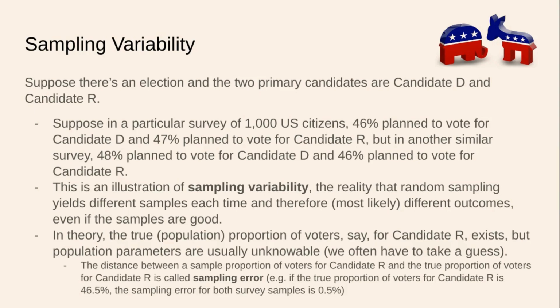The distance between a sample proportion of voters for candidate R and the true proportion of voters for candidate R, assuming we somehow knew it, is called the sampling error. In other words, if the true proportion of voters for candidate R is in fact 46.5%, the sampling error for both of the samples that I discussed is 0.5%. That first survey featured 47% voting for candidate R, and the second featured 46%. So they're both 0.5% off the true proportion of 46.5%.